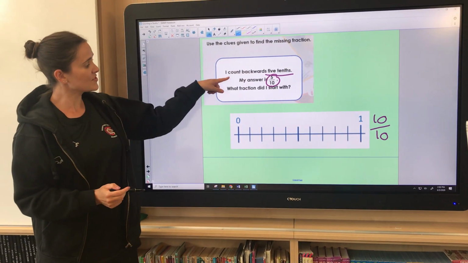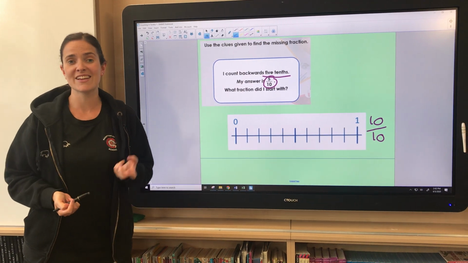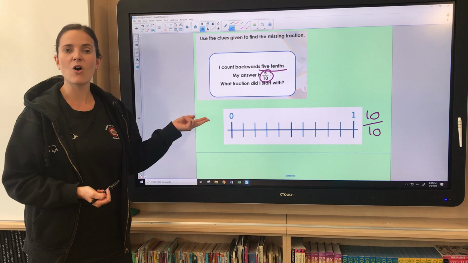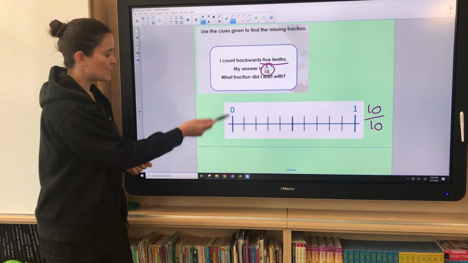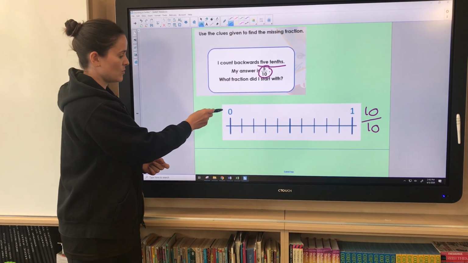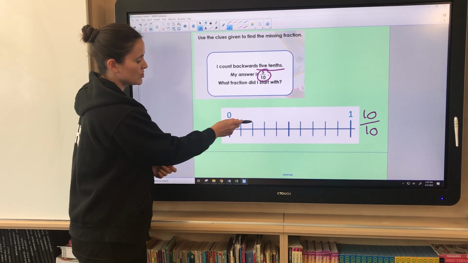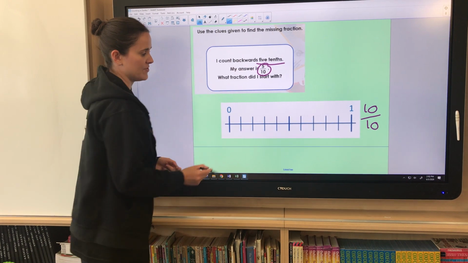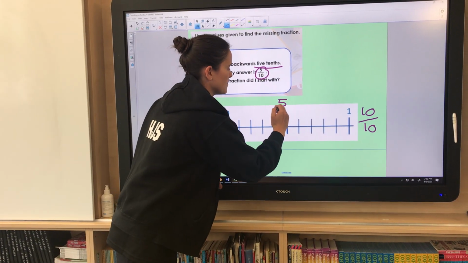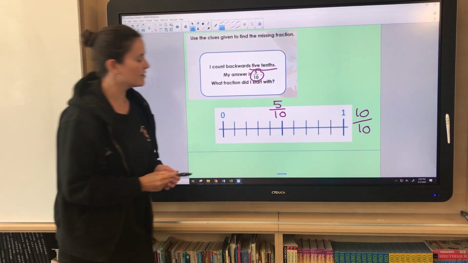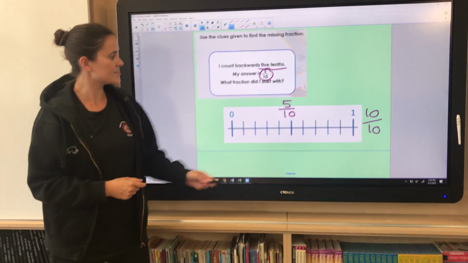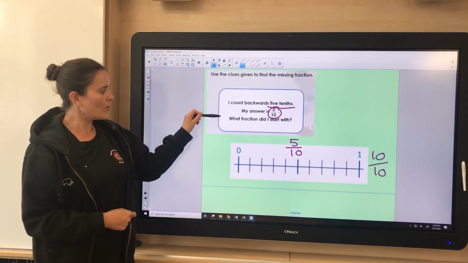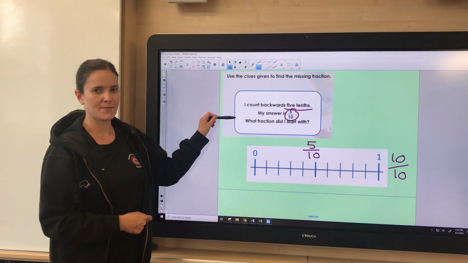And the answer, we're told in this question, is 5 tenths. So we need to find where 5 tenths would be on this number line. If we start from 0, we've got 1/10, 2 tenths, 3 tenths, 4 tenths, 5 tenths. So I would label that middle line there with 5 tenths. I know that's the answer to my question. What fraction did I start with?